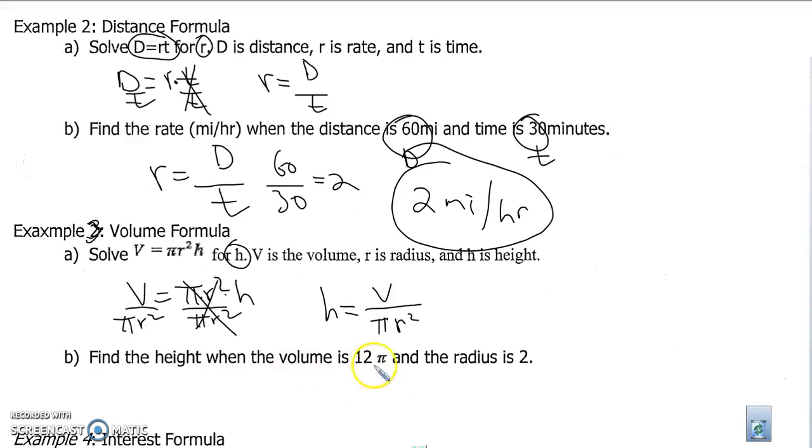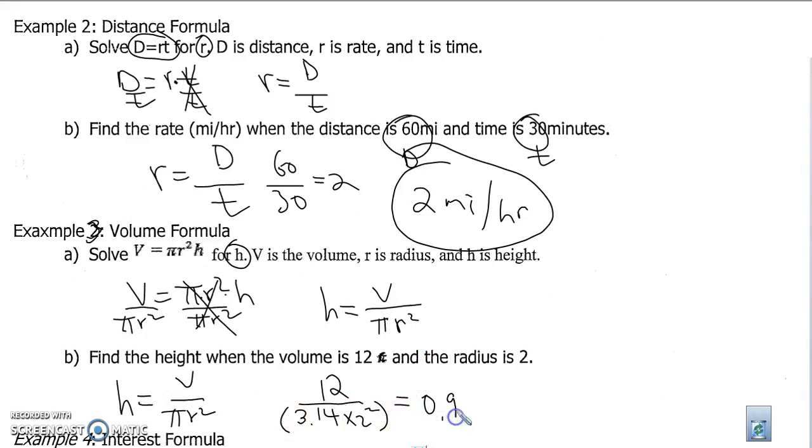Find the height when volume is 12. This should be just 12. And radius is 2. So you're going to use the height formula and substitute. Volume is 12. Radius is 2. So we're going to do pi, which is 3.14, times 2 squared. When you do this in the calculator, make sure you put parentheses around here. And then the answer is approximately 0.96.